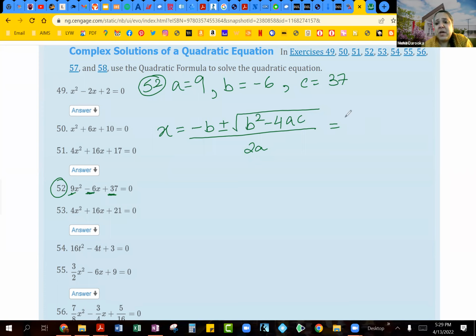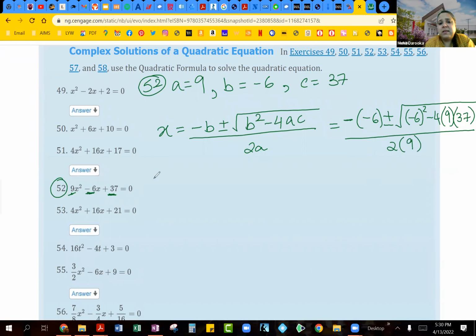So now when you plug in your numbers, you've got negative b, so that's a negative sign. B itself also has negative on it, so that's the negative 6. Plus or minus square root of b squared, which will be negative 6 squared, minus 4 times a is 9, times c is 37, divided by 2a, and again, our a value is 9. So cleaning this up, on the negative b part, you have negative times negative. So the two negatives will become positive, leaving us behind with positive 6.